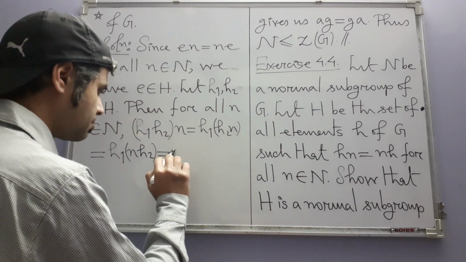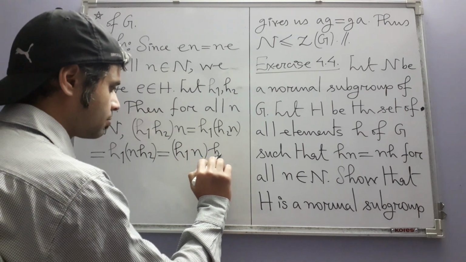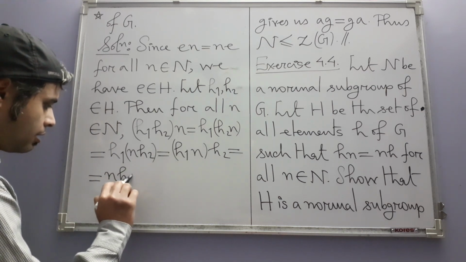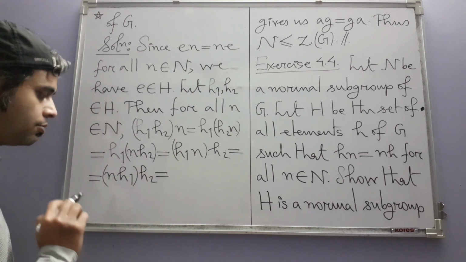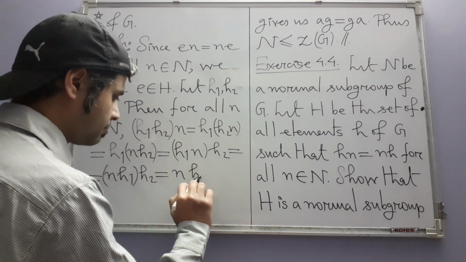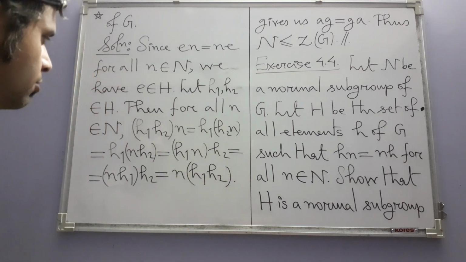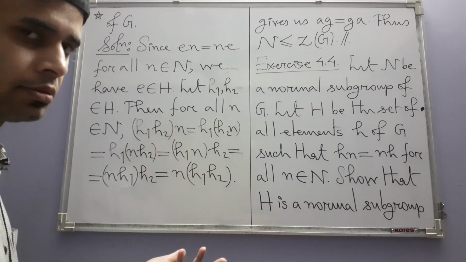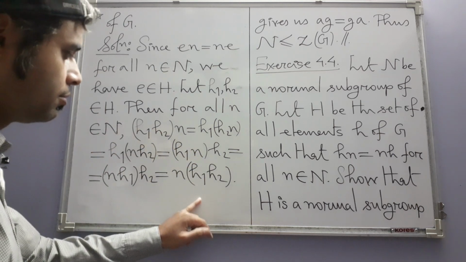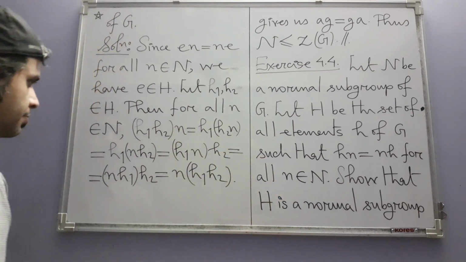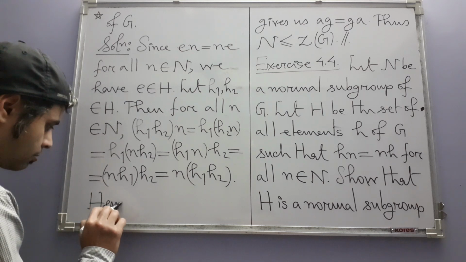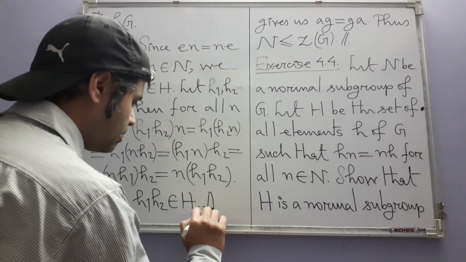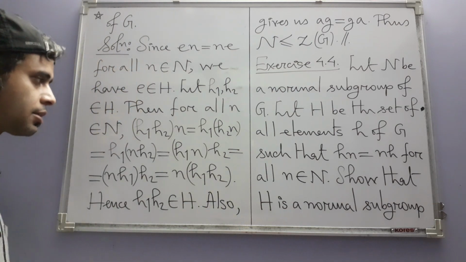Then you use the associative law once more and have this. But h1 also comes from capital H, so it will also commute with n. So this is n h1 h2, and then you use associativity one final time to have this. So you look at the first term and the last term in this series of equalities. h1 h2 commutes with n, which is an arbitrary element of capital N. So h1 h2, by definition of capital H, belongs to H. Hence the next thing we have to see is that the inverses also belong to H.